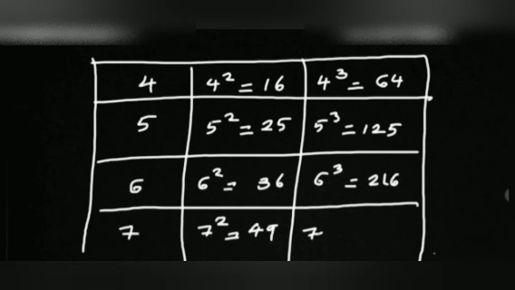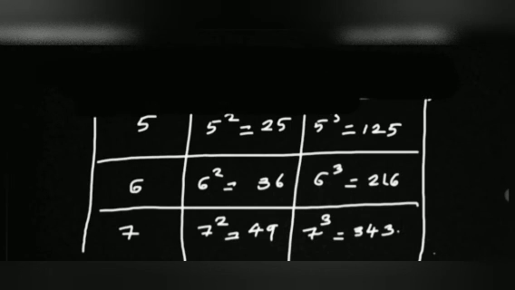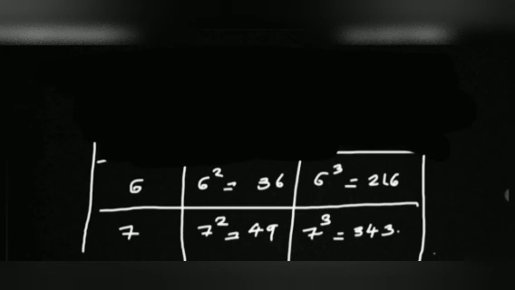Then comes 7 cubed. What is 7 cubed? How to find out? What is meant by 7 cubed? 7 into 7 into 7. And you will get the answer as 343. 7 cubed is 343. Got it? Understood?